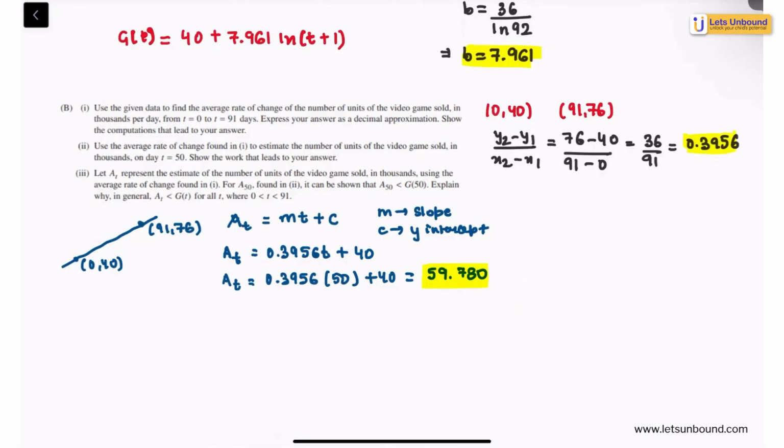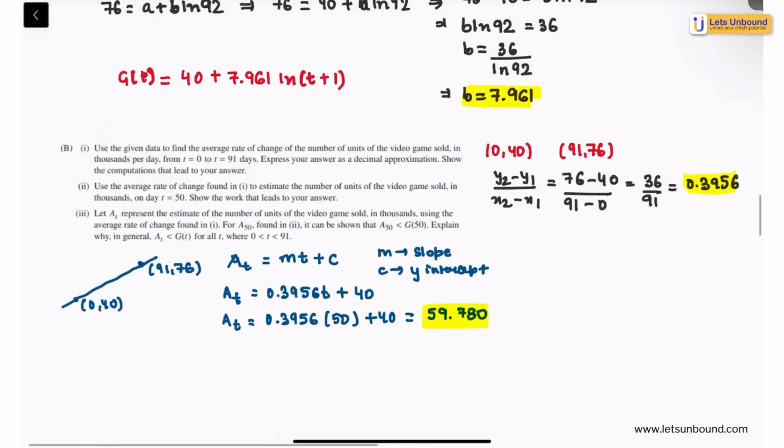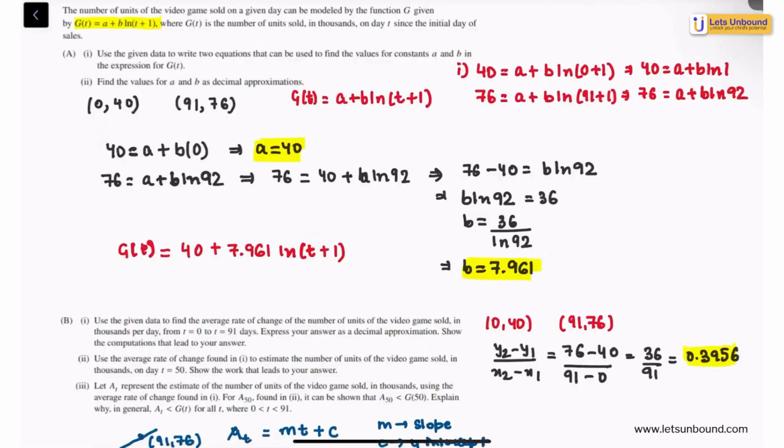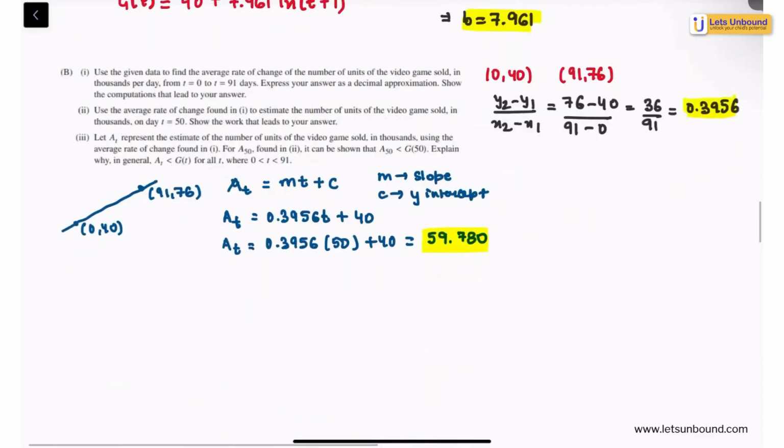Now the third part says that you will use A(t) to represent or estimate the number of units sold of the video game, using the average rate of change that you found in part 1, for A(50), which is at 50 days, and found in 2, it can be shown that A(50) is less than G(50). So what are we doing? The function that we had in the first part, which was the logarithmic function, we are trying to use that, and the one that we have estimated using linear approximation, we will show a comparison between both of them.